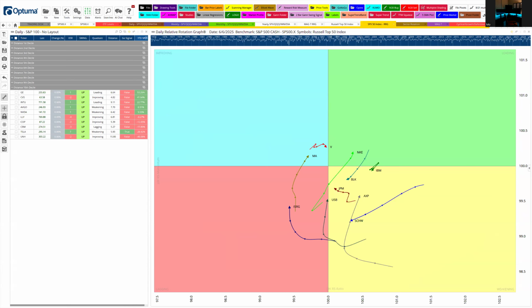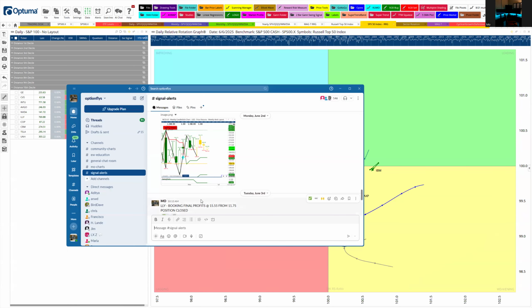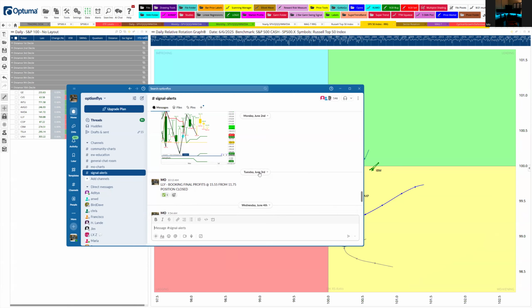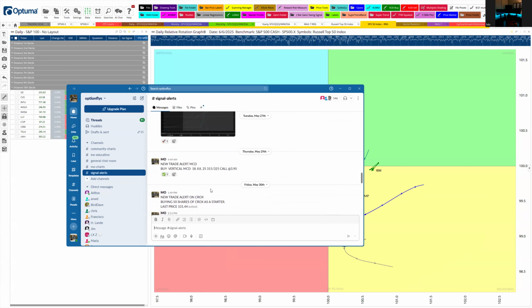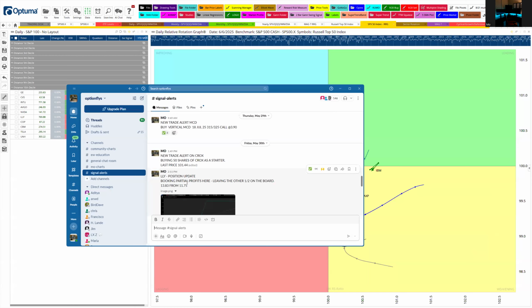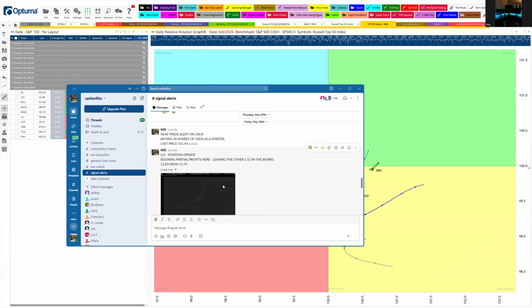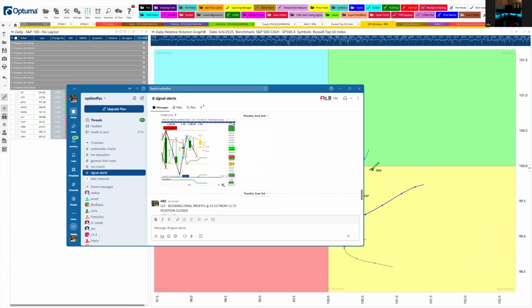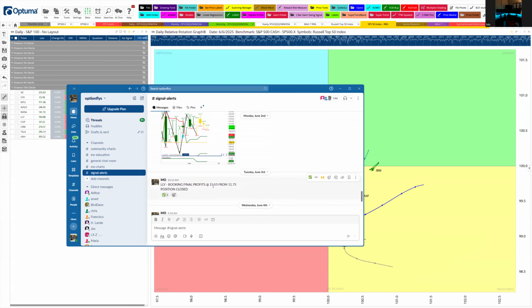On Tuesday, June 3rd, booking final profit. I closed the first one from 11.75. First I trimmed at 13.83, and then the other one I closed at 15.55.